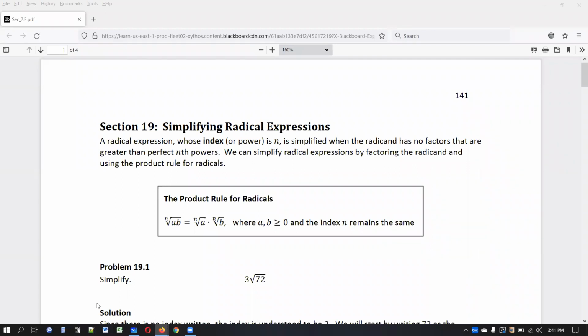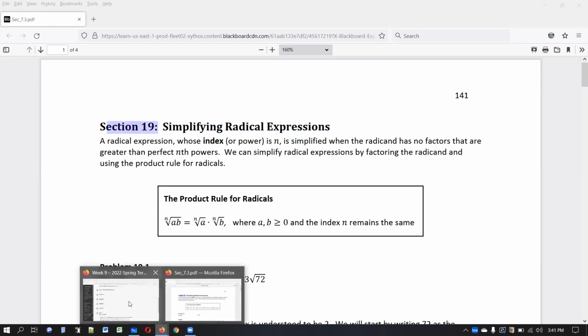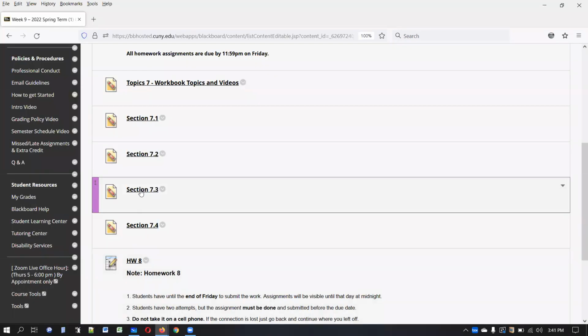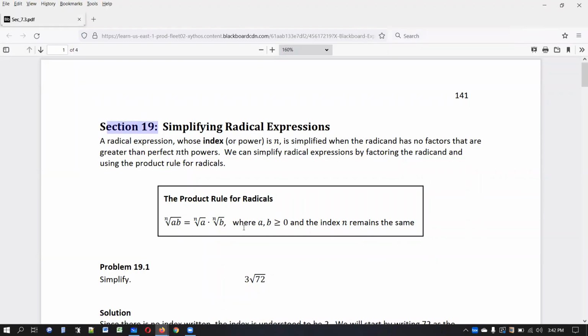Hello, everybody. So this is the video where I am going to go over the process to simplify radical expressions. Now, you see here on the PDF, this is section 19, but in our course, I am calling this section 7.3. Okay, so let me go back here and again give you an idea of radicals, before you even look at this particular rule.